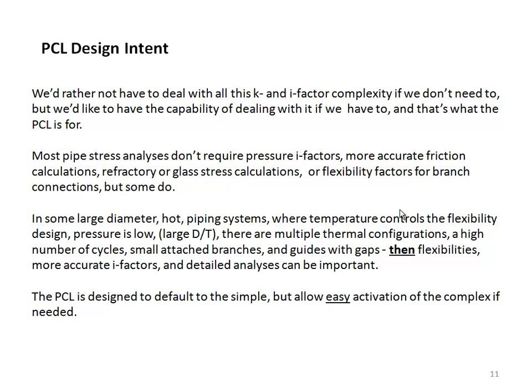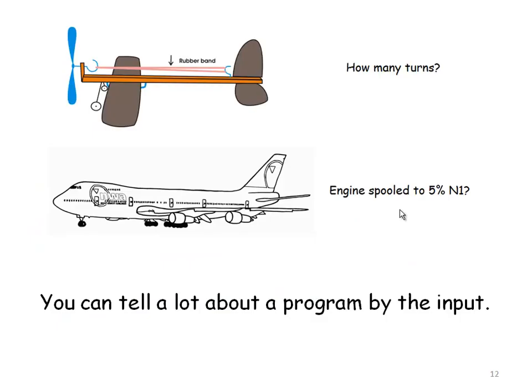In some large diameter, hot piping systems where temperature controls the flexibility design and pressure is low, i.e. where the D over T is large, and there are multiple thermal configurations and a high number of cycles and potentially small attached branches and guides with gaps, then flexibilities and more accurate I factors and a detailed analysis can be important. So the PCL is designed to default to the simple, but to allow easy activation of the complex if needed. So we think you can tell a lot about a program by its input.